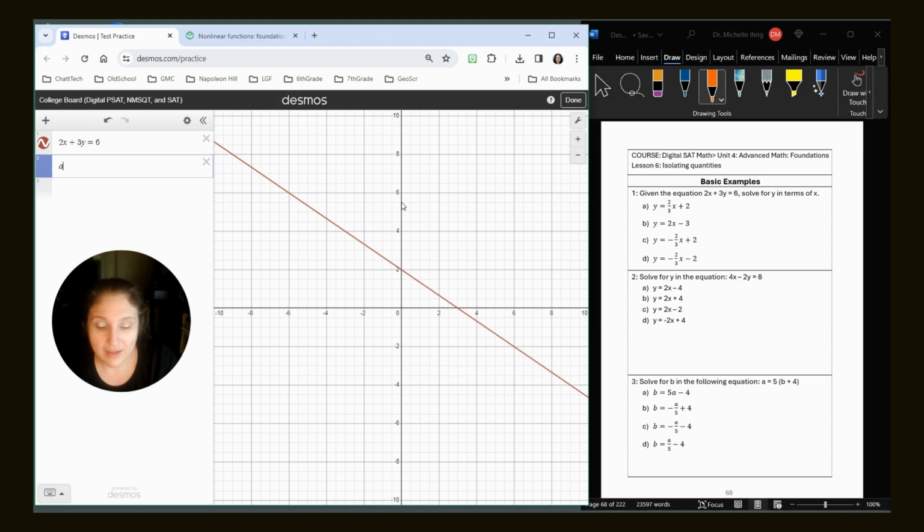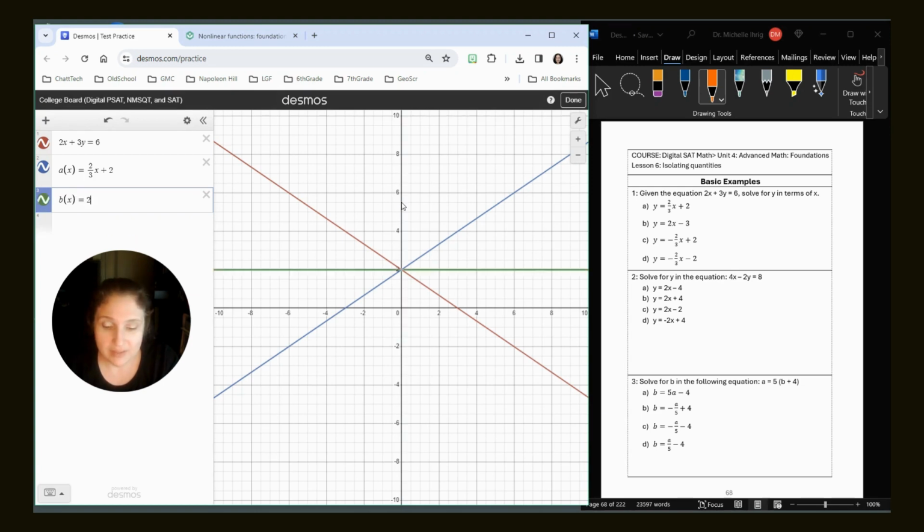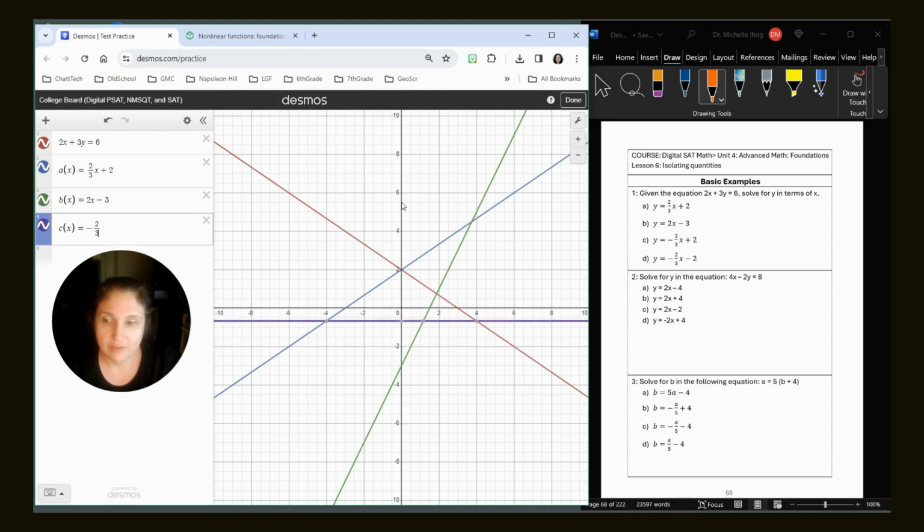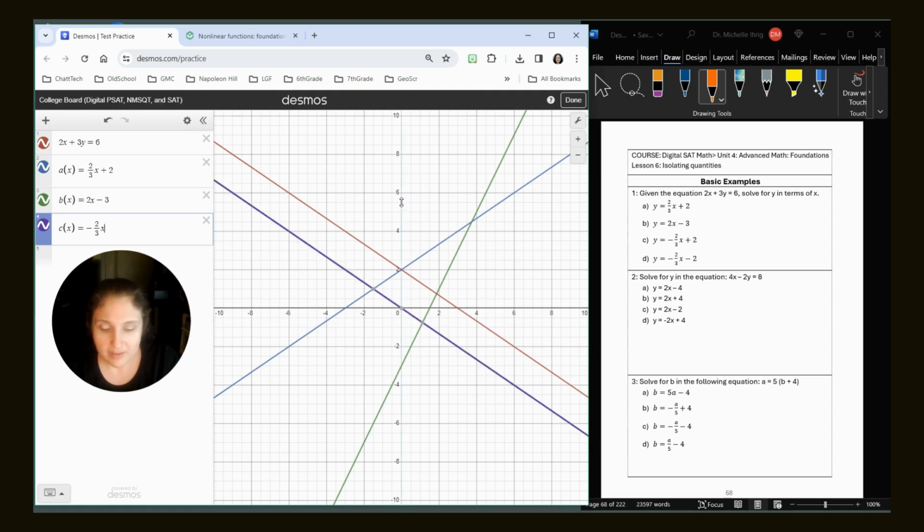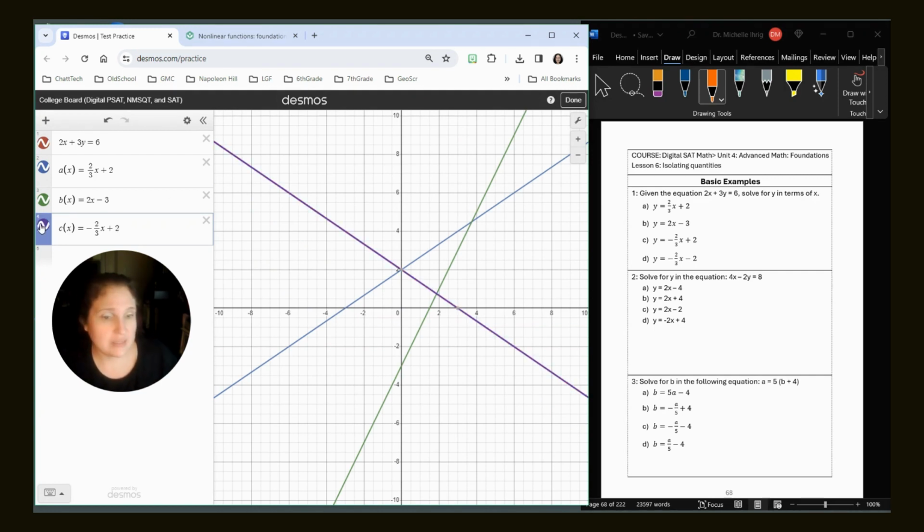Let's do a of x. And if you watch any of my videos, you know that I prefer to do a of x, b of x, c of x, so we can keep track. Clearly, that is not the right function. So let's try choice B. We have 2x minus 3, not the right function. C of x equals negative 2 divided by 3, x plus 2. Oh, wait, is that the same function? Purple and red? Purple and red it is. Choice C.